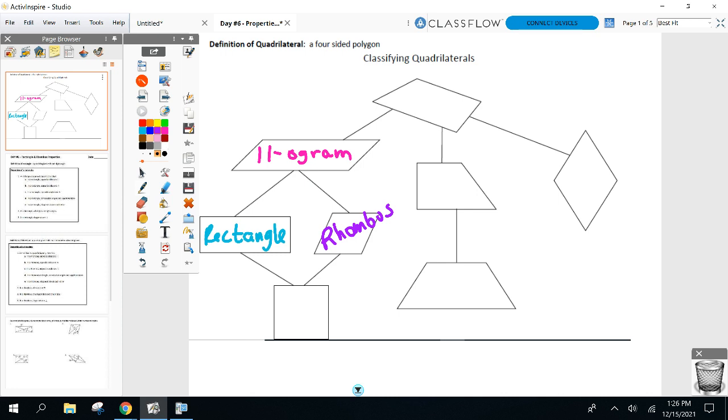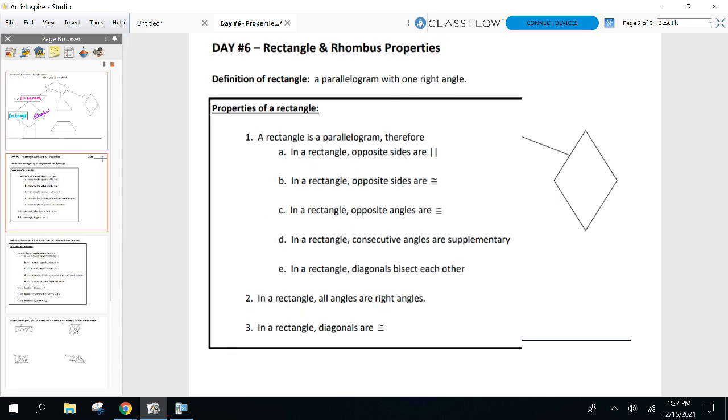Opposite sides congruent, so do these two. Opposite sides, so do these two. Diagonals, so do these two. Okay, get my point here. We're all good? But they also have some extras that the other two don't have. All right, so let's start with the rectangle here today.